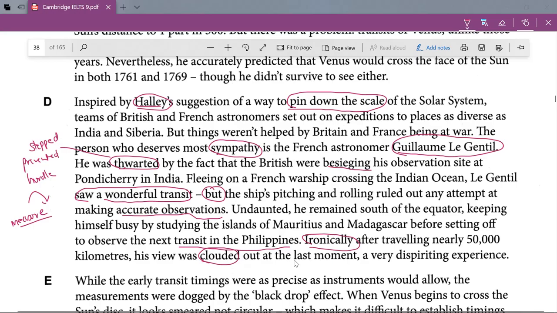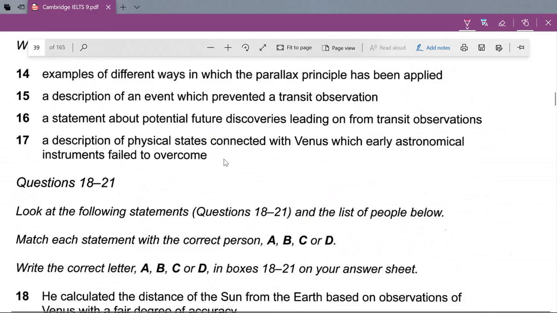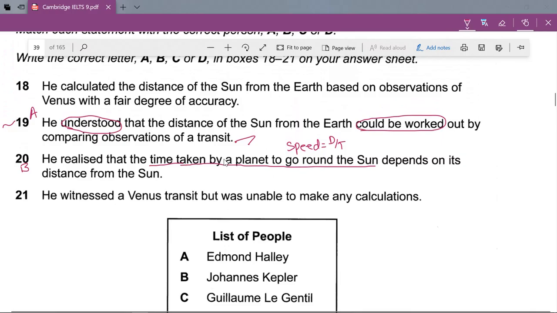Undaunted, he remained south, and he kept on going to these places before setting off to observe the next transit in the Philippines. So he saw one more transit in the Philippines. Ironically, after traveling this much distance, his view was clouded out at the last moment by a very dispiriting experience, a disappointing experience. That's why they said he deserves sympathy. So he did a lot of work. He was able to see the transit, but he was not able to make accurate observations because of whatever unfortunate things happened with him. That's the story.